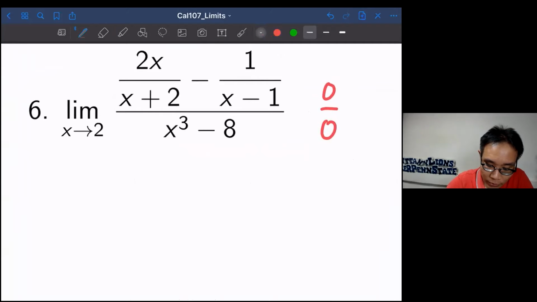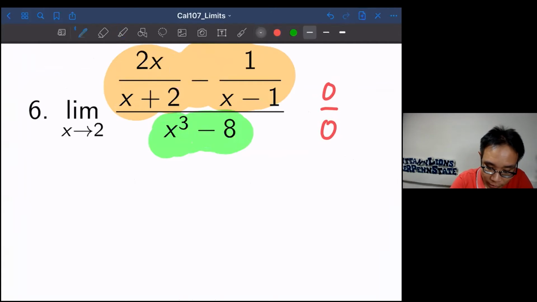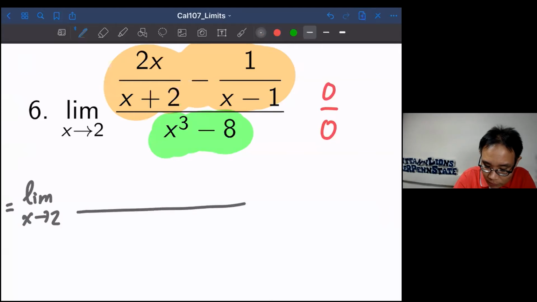We're going to simplify. We're going to combine the top. Let me highlight the top first. So the top is this guy. I will combine the top and factor the bottom. The bottom is here. Let me make this one smaller. In this case, you write the limit as x goes to 2. So let me combine the top.